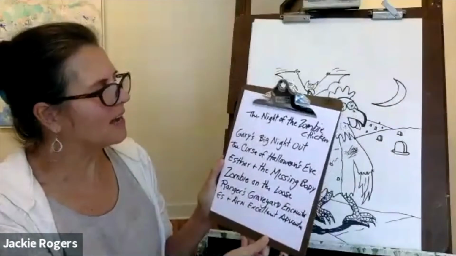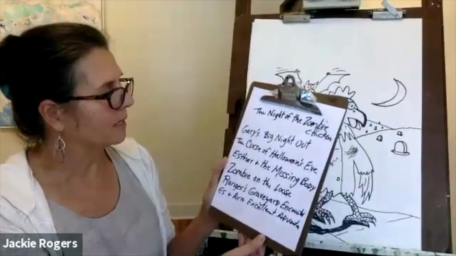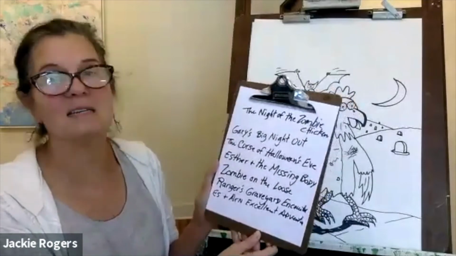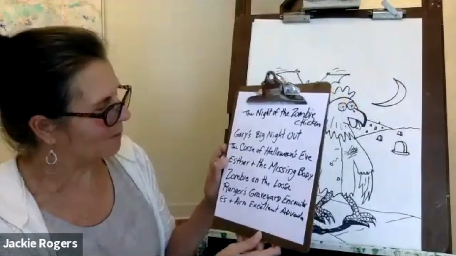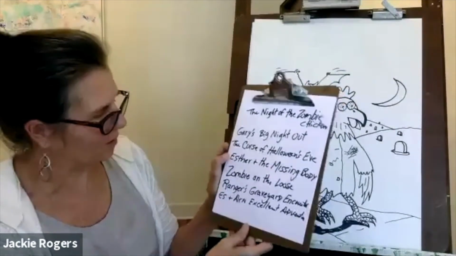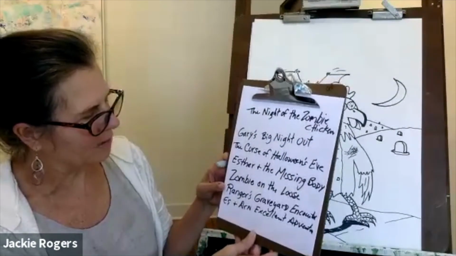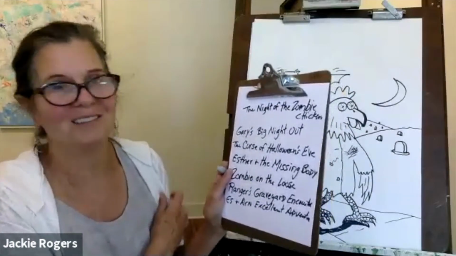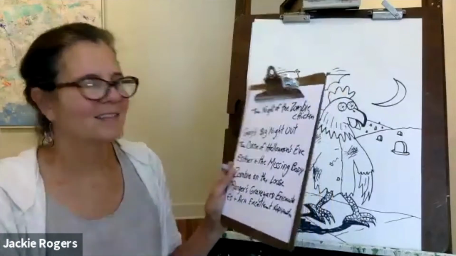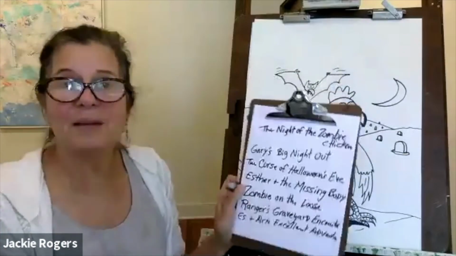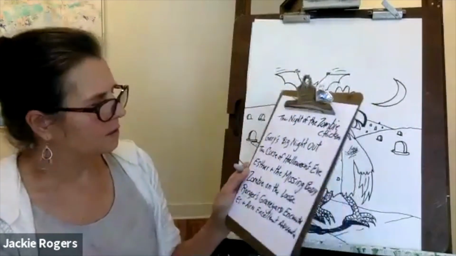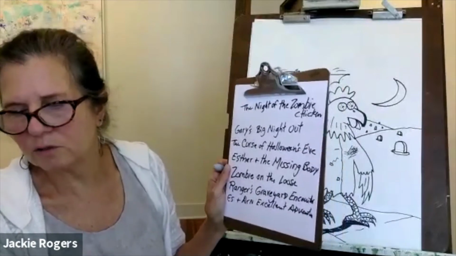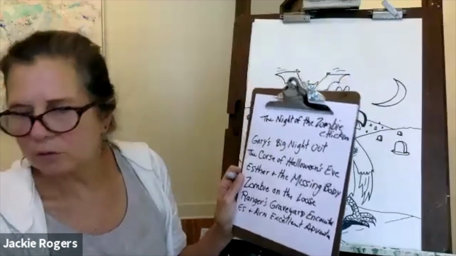So here we go. We've got The Night of the Zombie Chicken, which is a good one. Gary's Big Night Out is good. The Curse of the Halloween's Eve. Esther and the Missing Body. I think that's got my heart right there. Zombie on the Loose is a good one too. I really like that. Ranger's Graveyard Encounter. Esther and Arnold's Excellent Adventure. That's like the movie too, right? Bill and Ted, was it? So anyway, you can sub in any of the names that you want. So instead of Zombie on the Loose, it could be Zombie Frank on the Loose, or Clarence on the Loose.